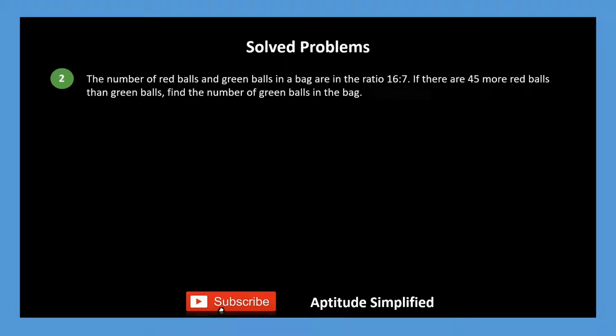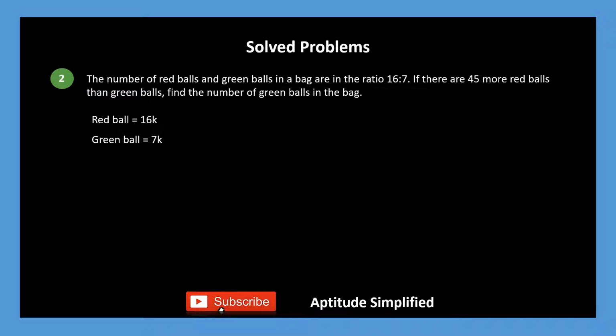In this question, it is given that the number of red balls and green balls in a bag is in the ratio of 16 is to 7. If there are 45 more red balls than green balls, find the number of green balls in the bag. So in this case, again, you can write that red balls is equal to 16k, green balls is equal to 7k. Now, green balls are less in number as given in the question.